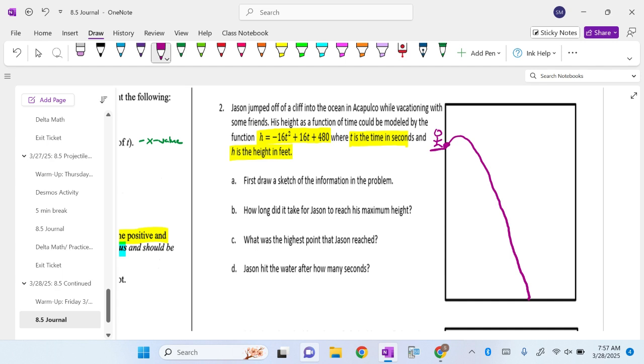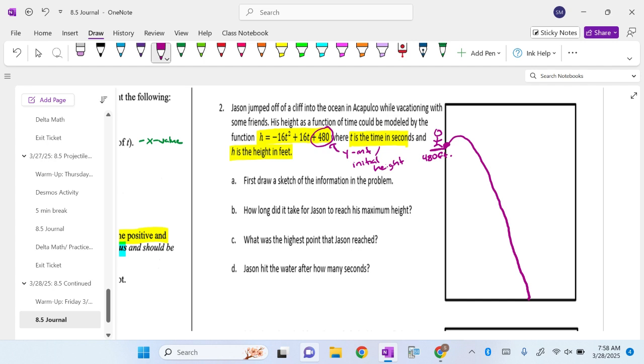So, what is the height of the cliff? Without even having to graph it, what's the height of the cliff? 480. How do you know that? Right. So, remember, the constant of any standard form quadratic gives you your y-intercept, which is also your initial height. So the cliff itself is actually 480 feet high.